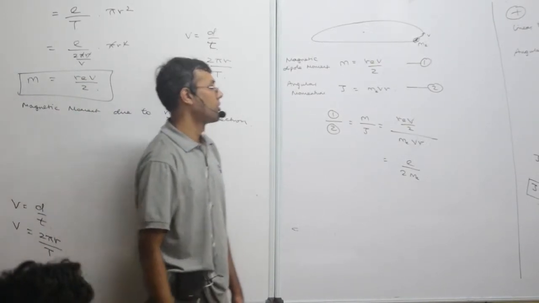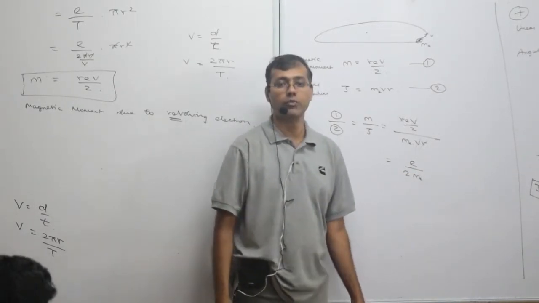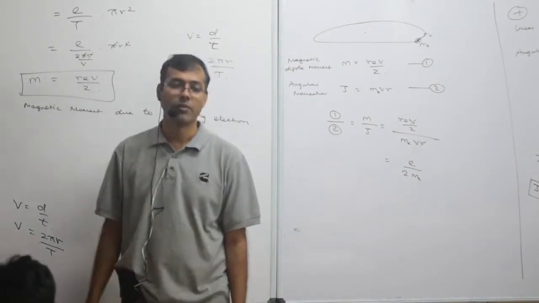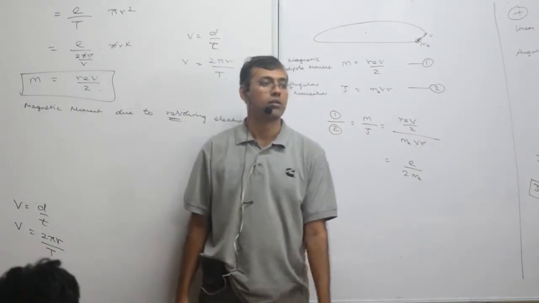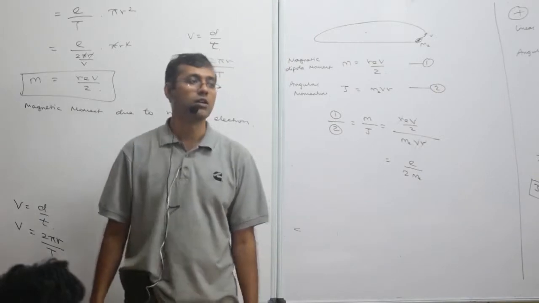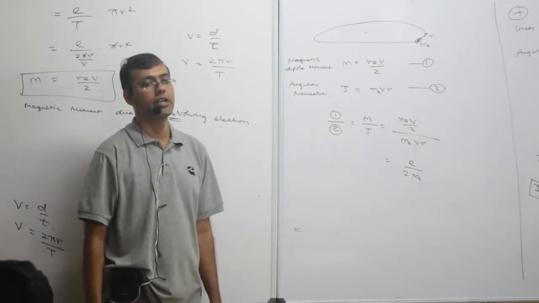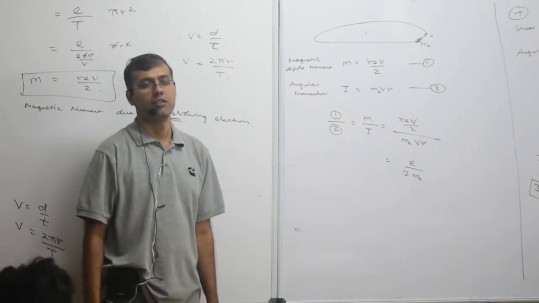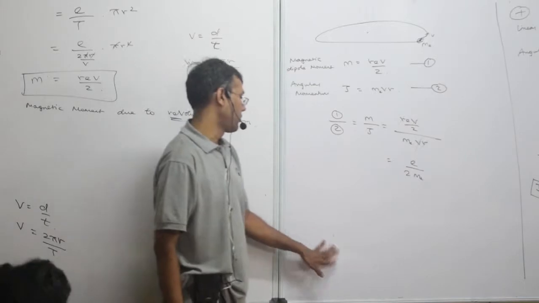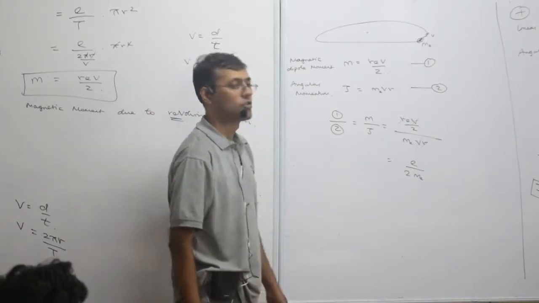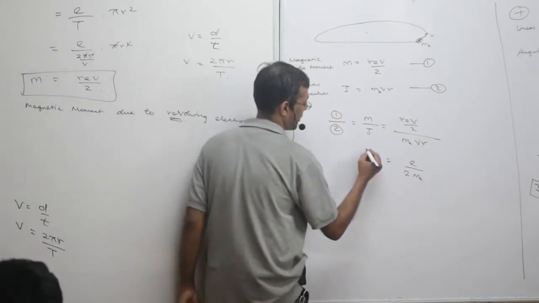What can you say about e? Is that a constant or a variable? Constant, 1.6 into 10 power minus 19. What can you say about the mass of the electron? It is also a constant, 9.1 into 10 power minus 31, right? So that means this actually turns out to be a constant. That's why this constant is called the gyromagnetic ratio.